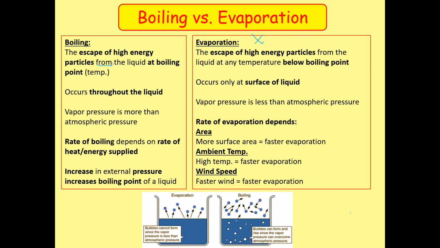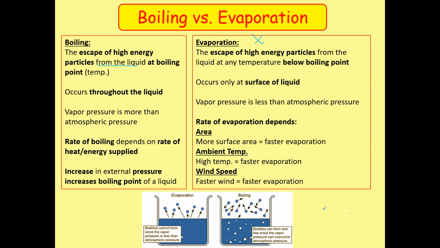Now I'm just saying liquid, right? Now it occurs throughout the liquid. As you can see, once water starts boiling, you would find bubbles forming on the walls or the bottom, and these bubbles are actually particles with high energy, and these are vapors, right? Vapors of these particles which turn into a gas, right?